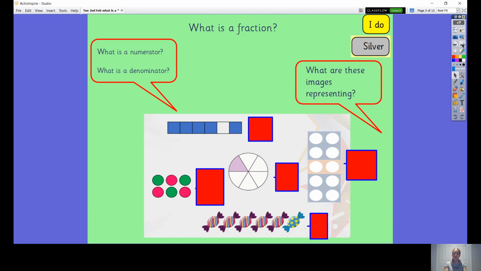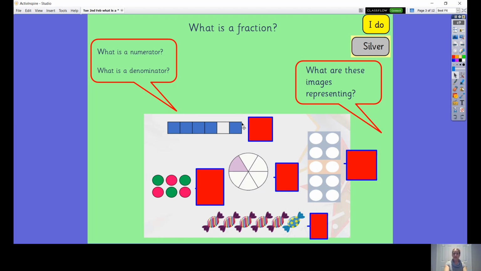And the numerator and the denominator we talked about a lot yesterday. So the denominator is the number on the bottom. A whole number goes on the bottom, tells you how many equal groups or pieces there are, and the numerator is the number on the top that tells you how many of those groups you get or how many are coloured in.